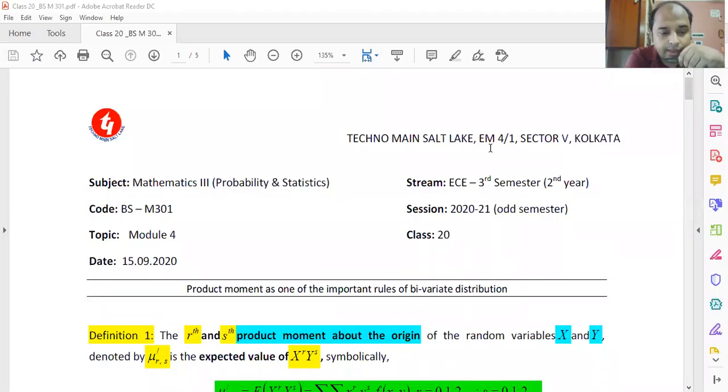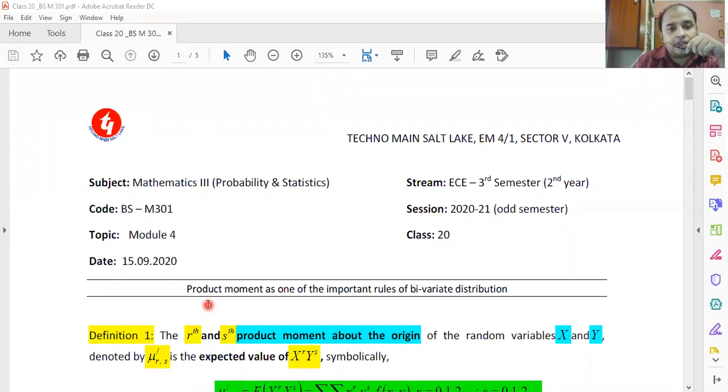Good morning. My today's topic is product moment as one of the important tools of bivariate distribution. Now, we have already studied moment about origin and moment about mean, but product moment is something which is associated with bivariate distribution and is one of the important tools when we study two variables and the existing correlation between them. So in that sense, product moment is one of the very useful tools in statistical analysis.